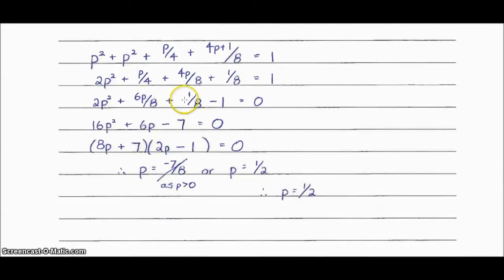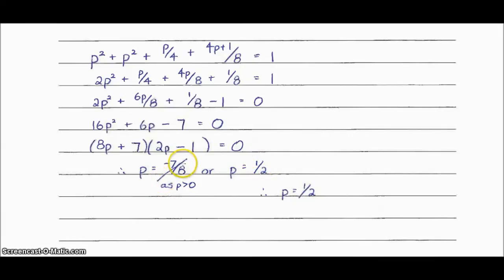Take everything to the left. When I got to this line here, I multiplied everything by 8 just to get rid of those fractions. So that gave me 16p squared plus 6p minus 7 is equal to 0. Factorize that, you get (8p plus 7)(2p minus 1). Worst case scenario, if you can't figure out how to factorize that, just use the quadratic formula. You should get the same answer, negative 7 on 8, or p is equal to 1/2.